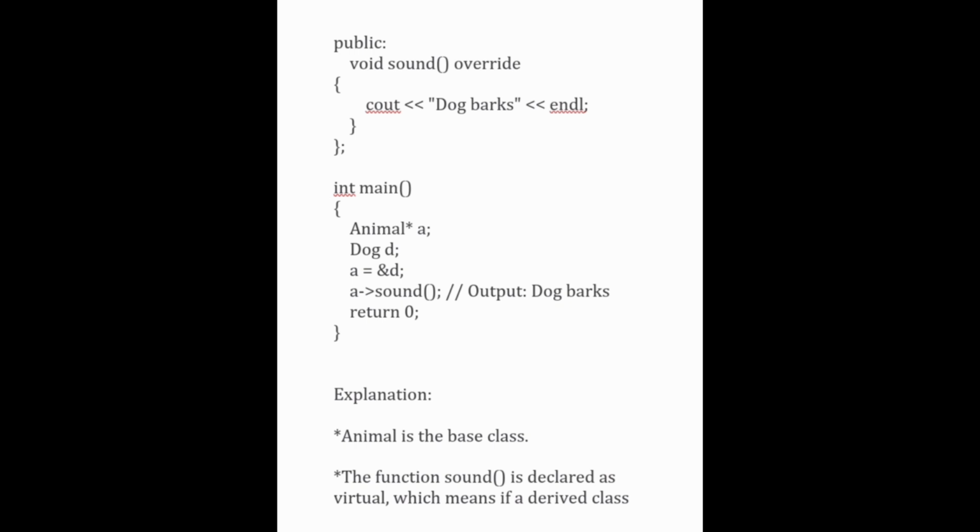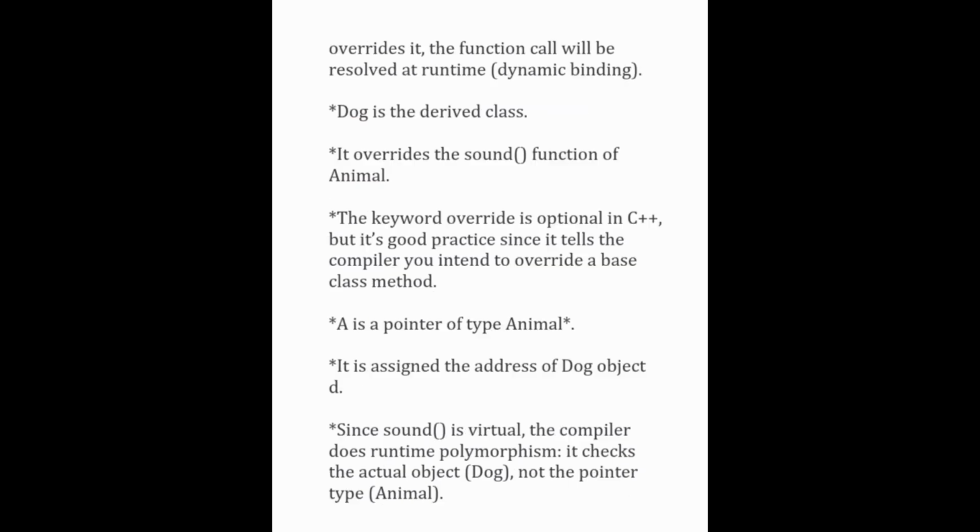The function sound() is declared as virtual, which means if your derived class overrides it, the function call will be resolved at runtime. Dog is the derived class. It overrides the sound() function of Animal. The keyword override is optional in C++, but it's good practice since it tells the compiler you intend to override a base class method. a is a pointer of type Animal.